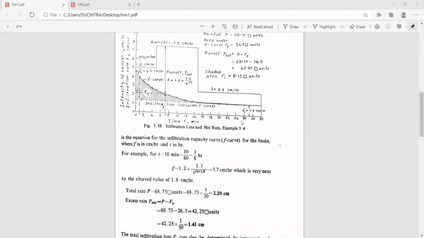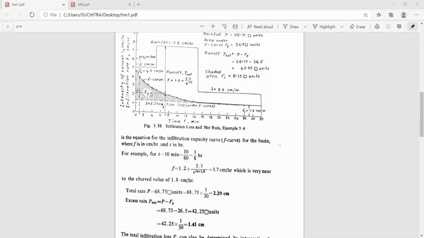Now this is the typical Horton's infiltration curve. When you plot a graph of intensity of rainfall versus time, and the infiltration rates in centimeters per hour, you will get two graphs. One is the bar graph. This bar graph is nothing but the hyetograph, which is a plot of intensity of rainfall versus time in minutes.